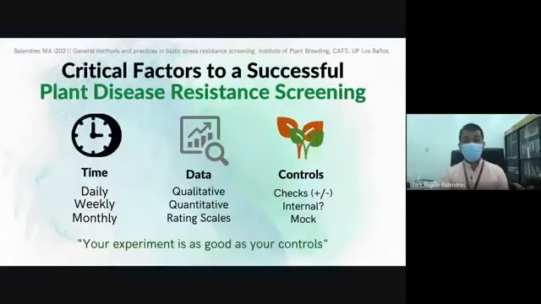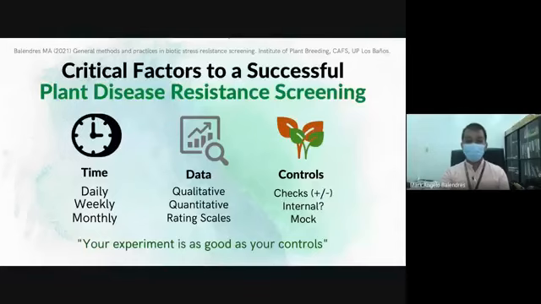Now, for your time, you need to know whether you are doing daily, weekly, or monthly assessment. Also, for your data, I mentioned earlier, qualitative data is just plus minus, which is positive, negative, or disease or not. But for screening for resistance, you need quantitative data. That's why you're using disease rating scales. You're measuring the lesion of the disease in the fruit or the leaves. Those scales are used to convert into a disease index, which will give you an indication whether it's resistant or not. And this is only going to be successful if you have a proper control.